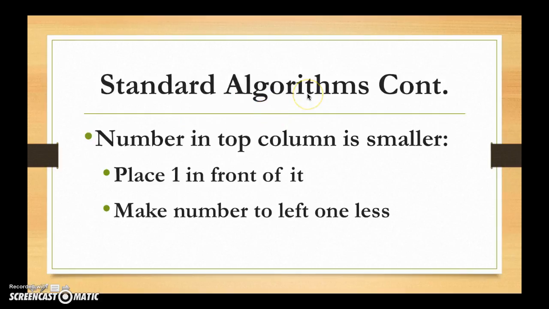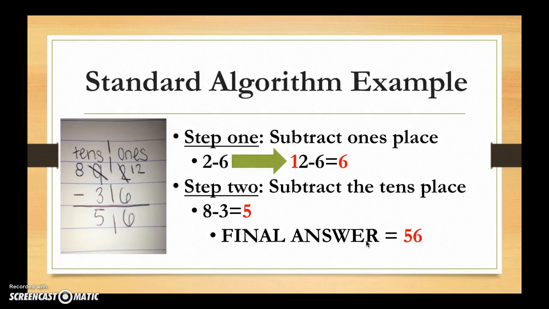Also, for the standard algorithms, if the number in the top column is smaller, you're going to place a 1 in front of it, and from that 1, we're going to get it from the number to the left of that by borrowing a 1. So you're going to make the number to the left of that 1 less. Standard algorithm example. Here we are subtracting 92 minus 36.